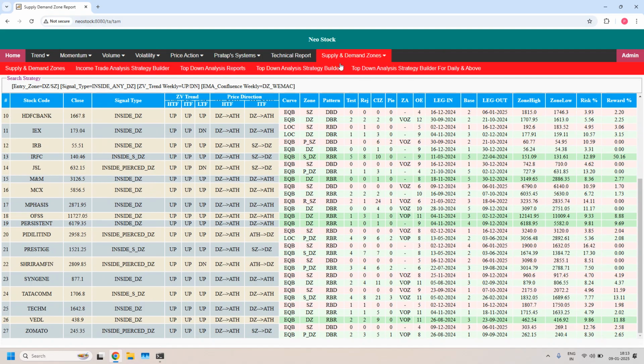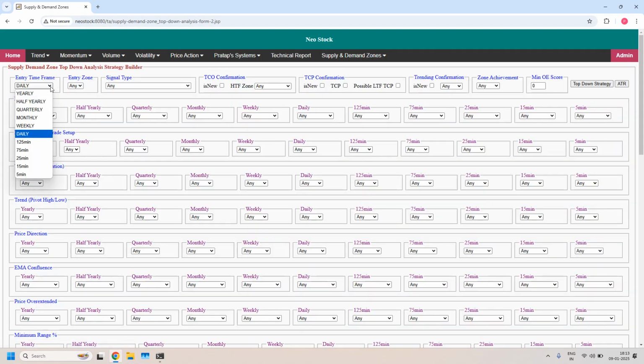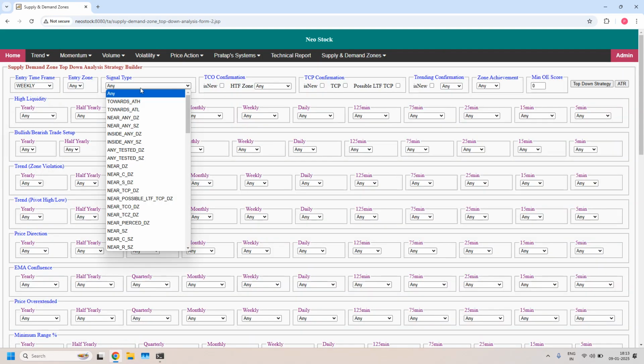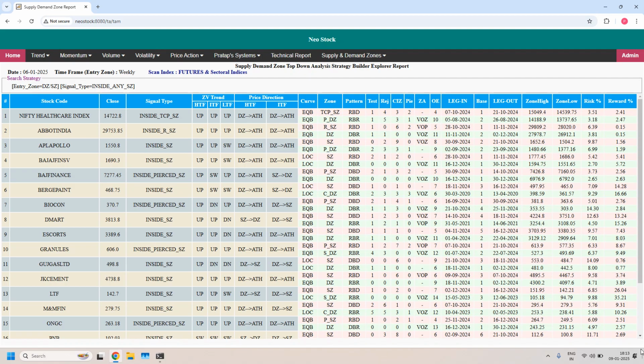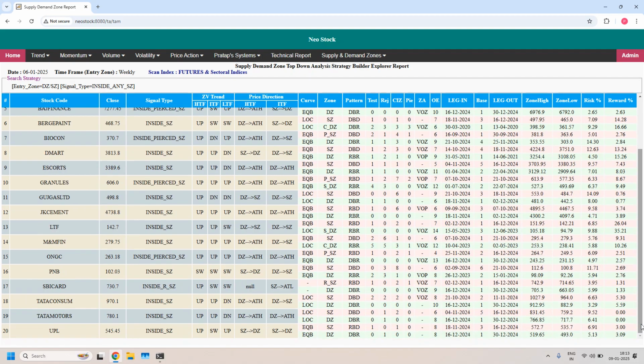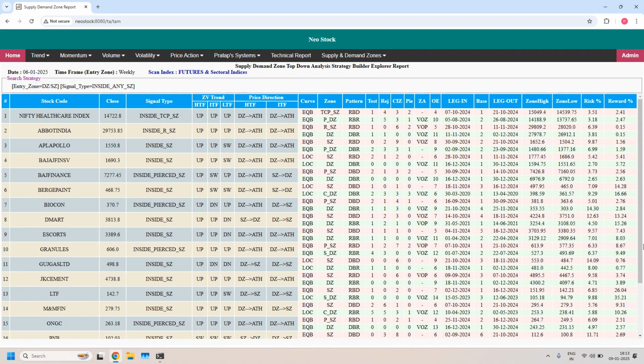Okay, next report, price closed inside weekly supply zone, weekly time frame. Let's filter, including pierced zones. So total 20 stocks are filtered. I'm displaying the first 15 stocks. I'm scrolling the list down.